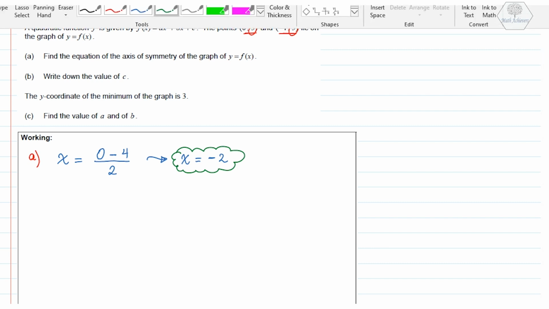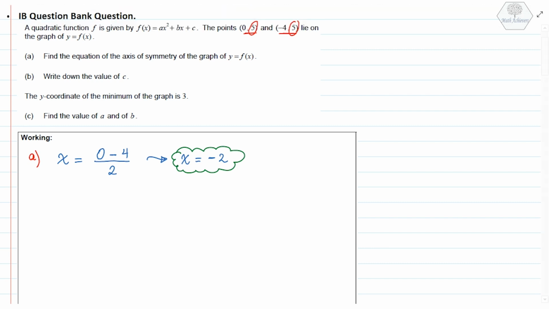For part B, we need to write down the value of c. Writing down the value of c is simple because it's simply the y-intercept, when the x value is 0. So I'll be using the point (0, 5). When x is equal to 0, the value of y is 5. So this is the y-intercept. So I can understand directly that c is equal to 5 because I already have the y-intercept, which is (0, 5). So the value of c simply will be equal to 5.